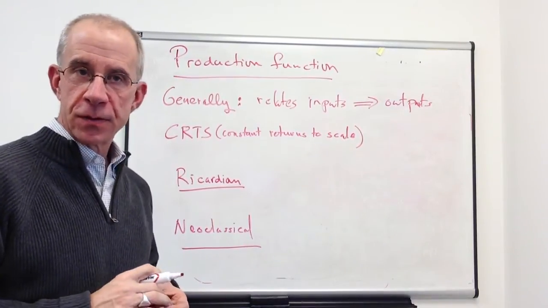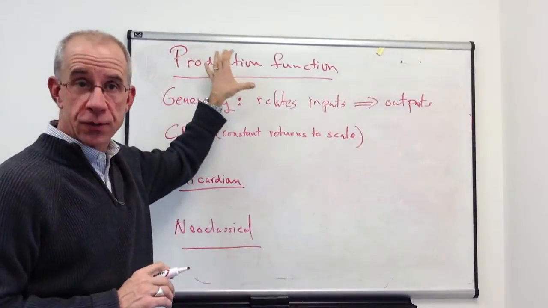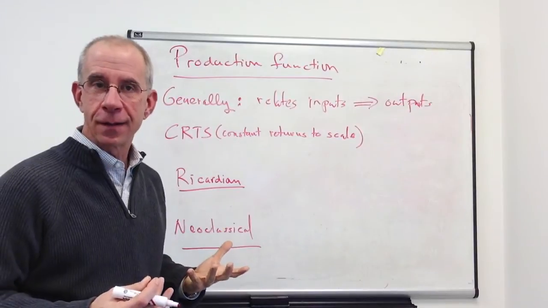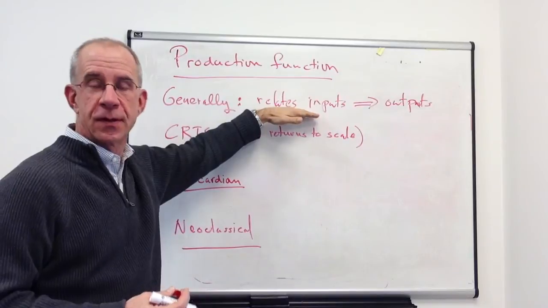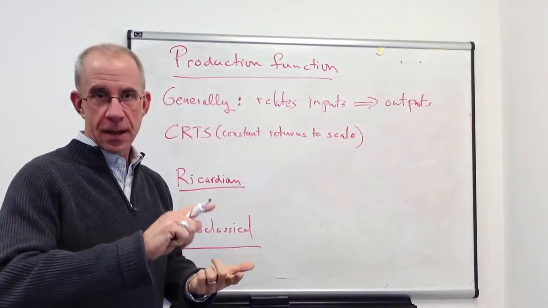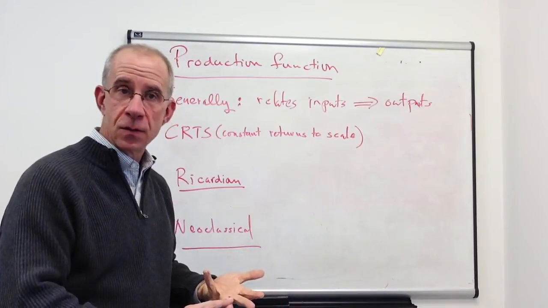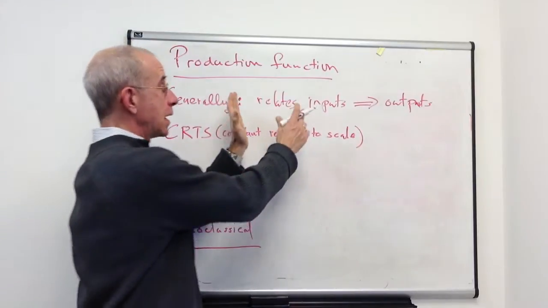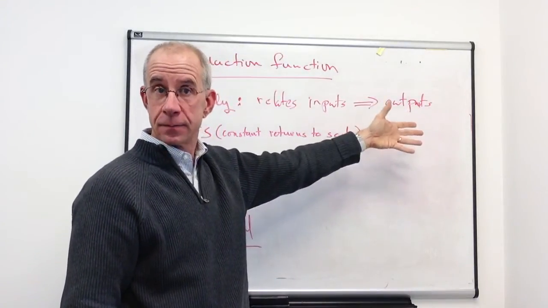A concept that we're going to be using frequently in this class is the concept of a production function. A production function is an abstract way to think about the relationship between the amount of inputs that you use. And when I say inputs, that's the amount of labor, the number of machines, the technology that's used to produce something. So relating those inputs to the outputs of final goods production.